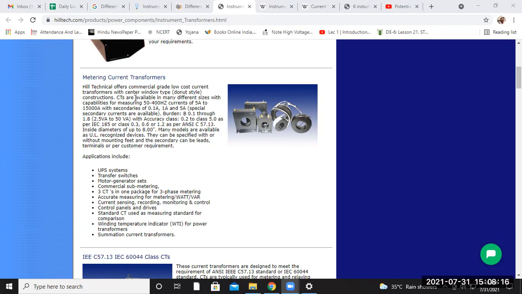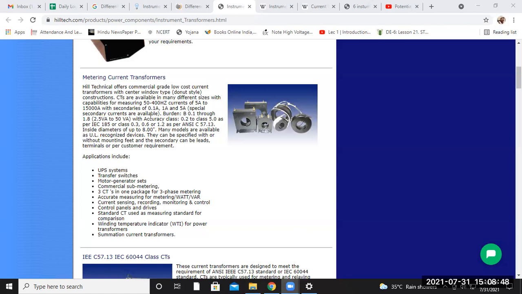Now, in this metering transformer, the explanation given here is that CTs are available in many different sizes with metering capabilities of 50 to 400 hertz, currents of 5 ampere to 15,000 ampere, with secondaries. For example, for 5 ampere, the secondary value is 0.1 ampere. Then there are 1 ampere and 5 ampere. Special secondary currents are available. So, depending upon the current rating of the transformer, we can convert a higher value of current into a lower value of current.